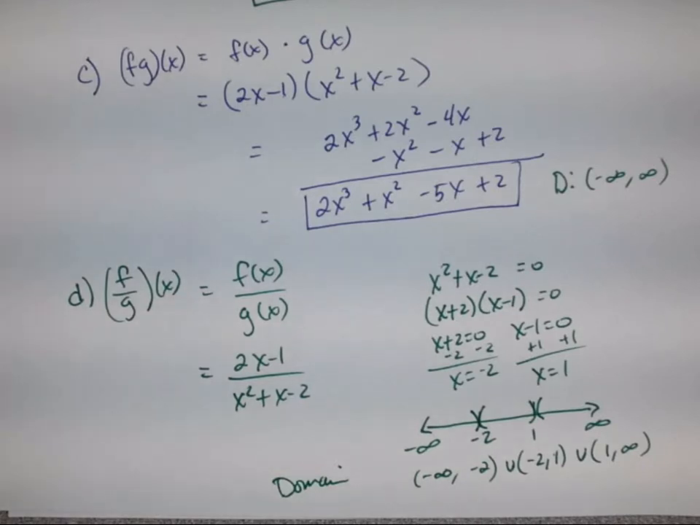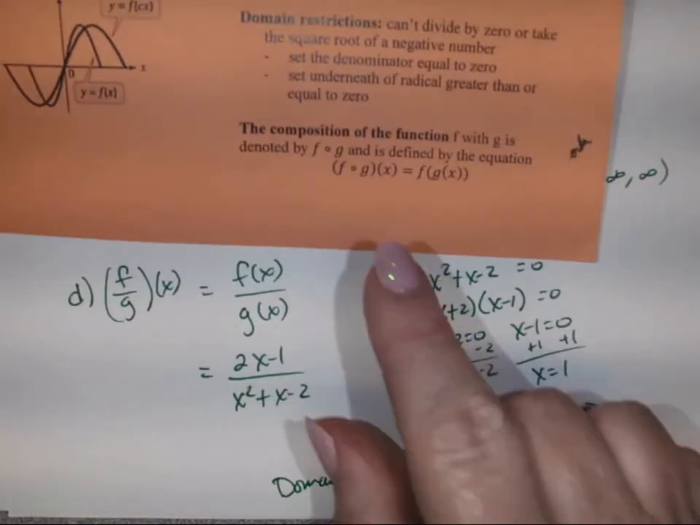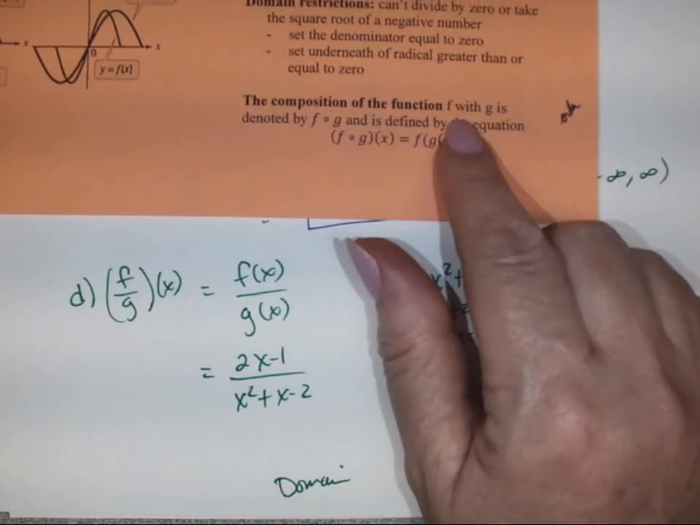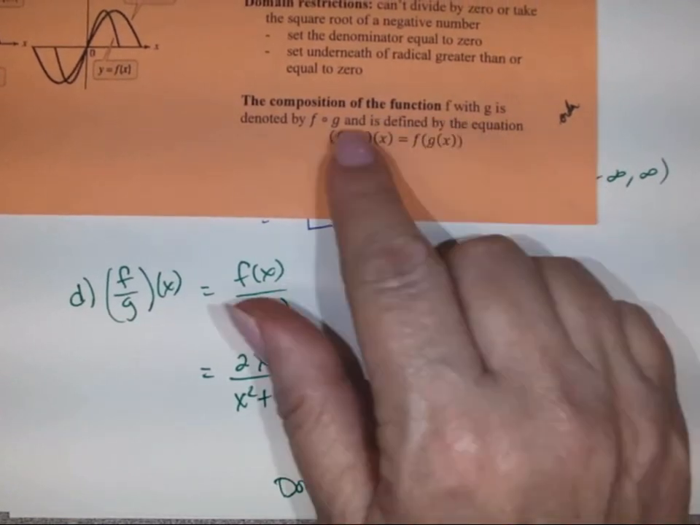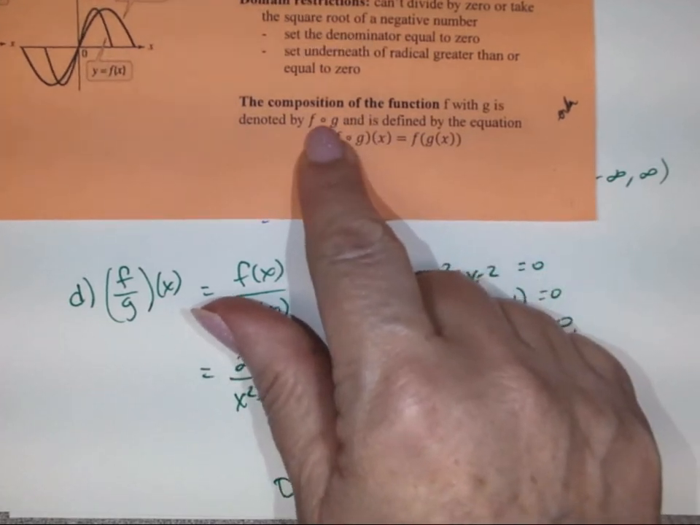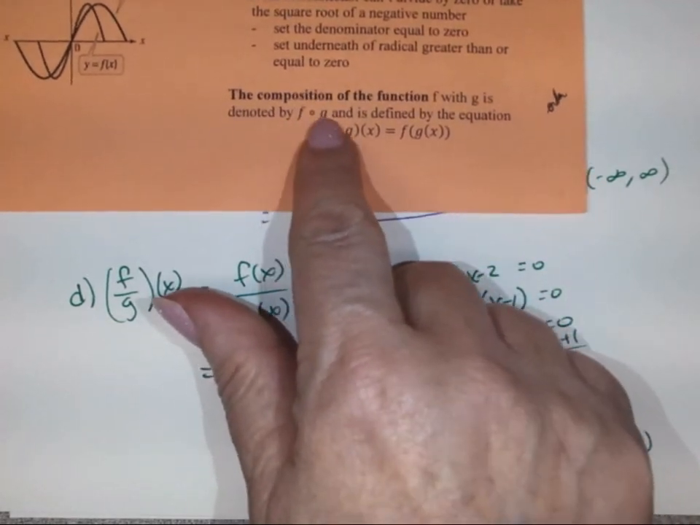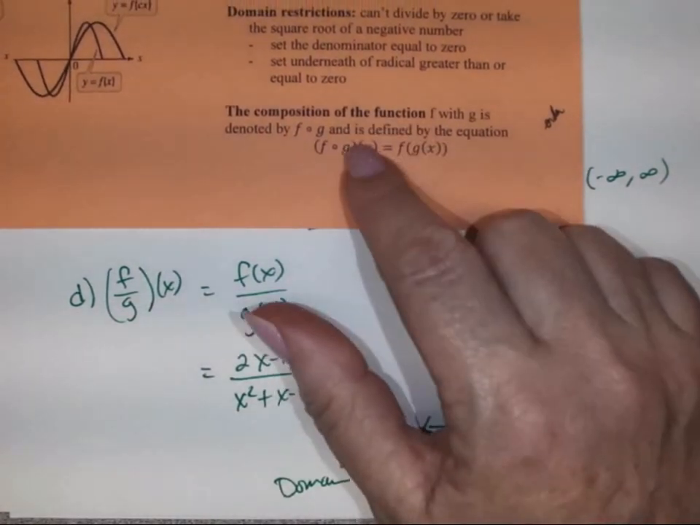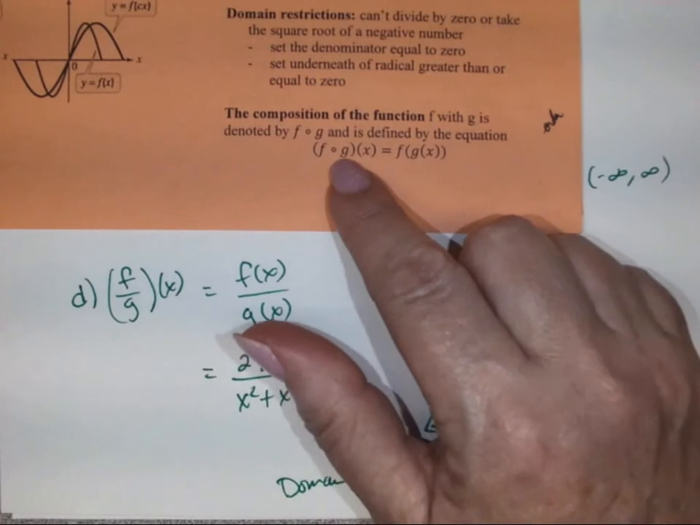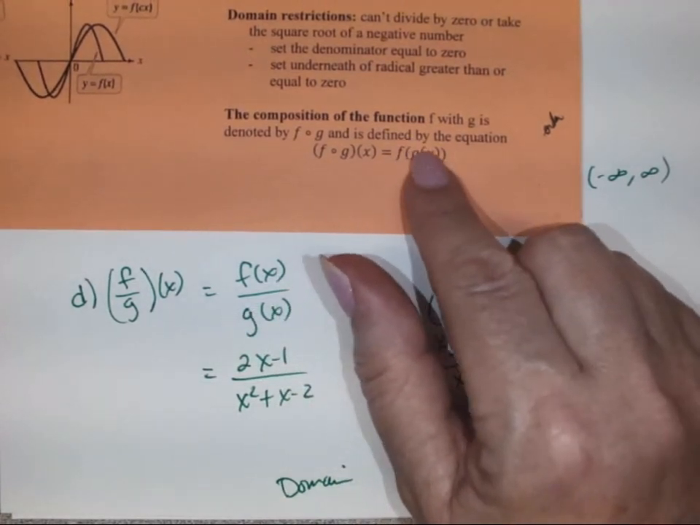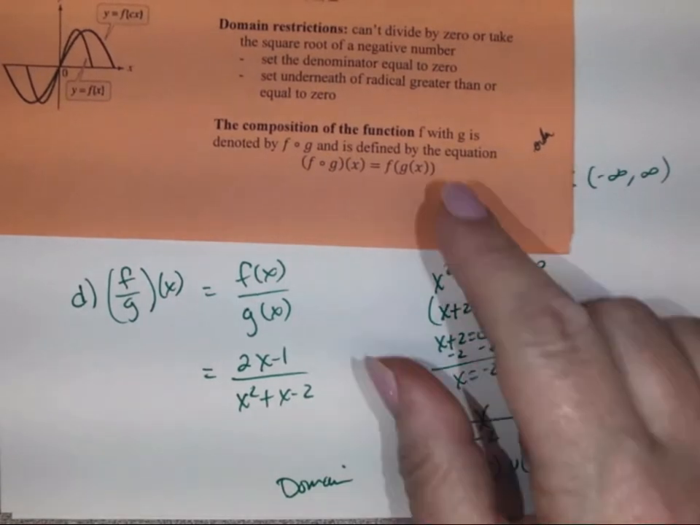The next part we're going to look at is the composite of functions, or the composition of the function. So f with g is denoted by, actually it should be, I think, f of g. F, and it's a little o. It's not fog. It looks like fog, but it's not. And it's defined by the equation f of g of x. So f of g of x. I'm not sure why that says with. Must be a typo. Sorry about that.